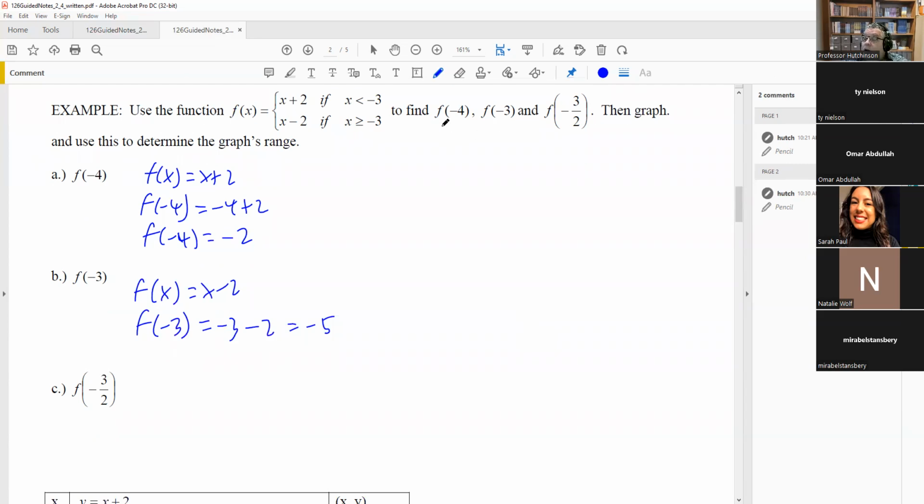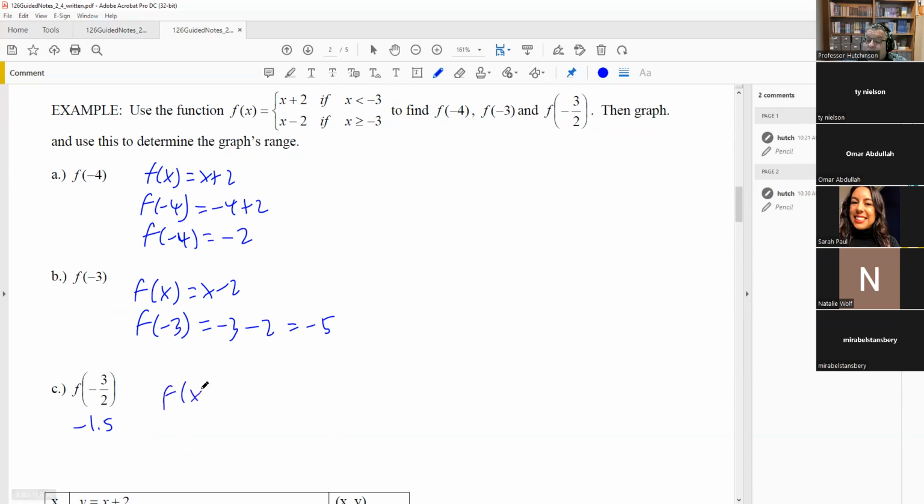Part C, f of -3/2. Now, if you're not sure what this is, okay, this is the same thing as -1.5. We want to check to see which one of these conditions is true. -1.5 is not less than -3, but -1.5, that would be larger than -3 because -1.5 is actually closer to 0 than -3 is. So that means I got to use the bottom equation again.